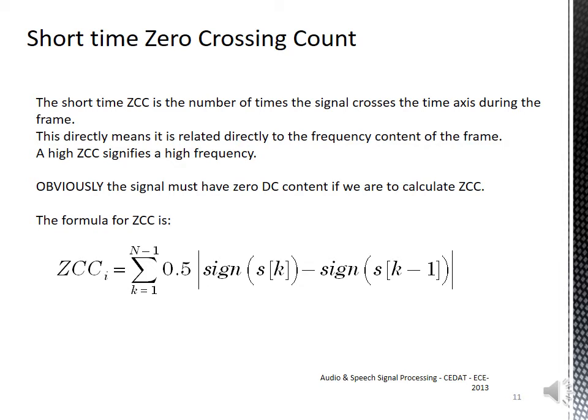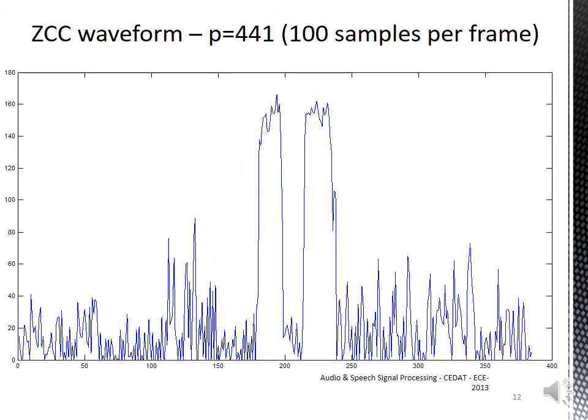Okay, you'll have to combine the data points using lines so that you get a waveform out of them. Okay, this is the same waveform of 6. This is the short time 0 crossing count. As you can see, the areas where the actual word 6 is, we have high values of the 0 crossing count. I'm taking p is equal to 441.